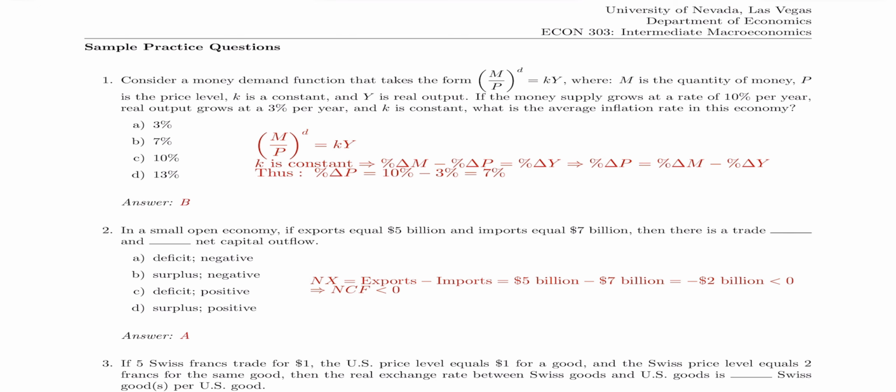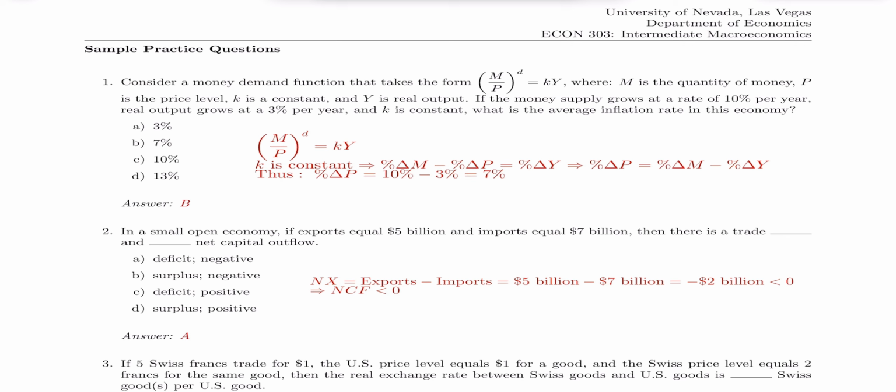Now plug in the numbers, so we get percentage change in P equals 10% minus 3% equals 7%. So the average inflation rate is 7%. The correct answer is B, 7%.